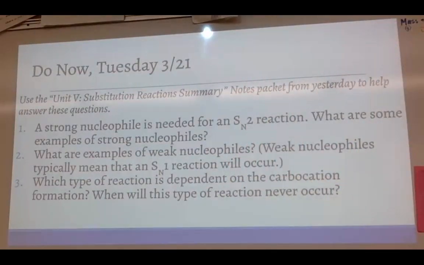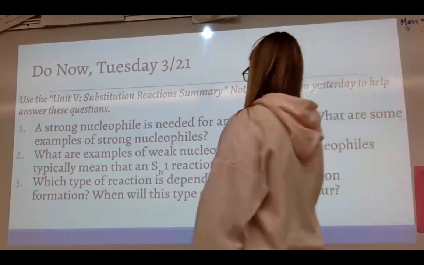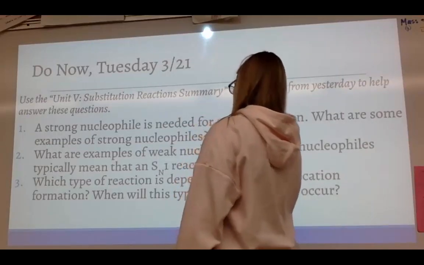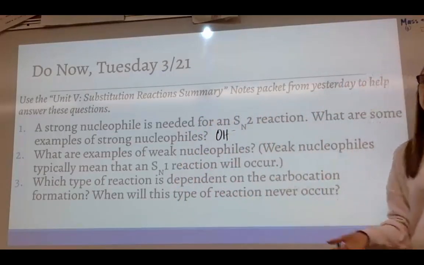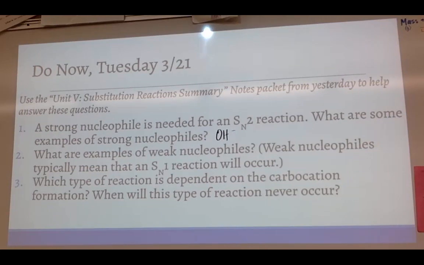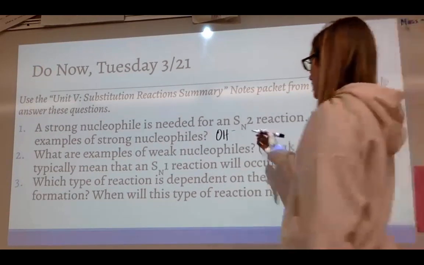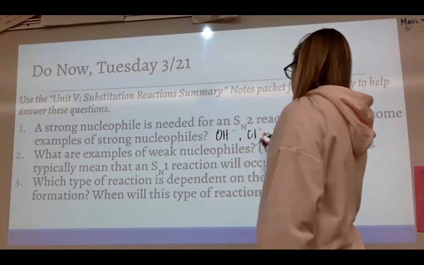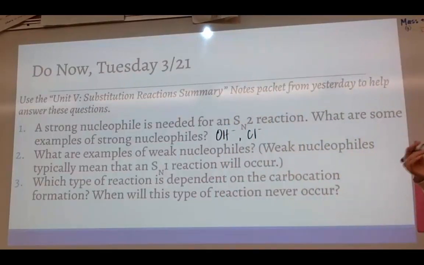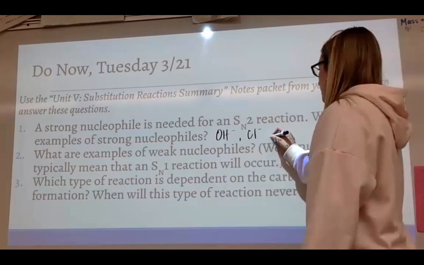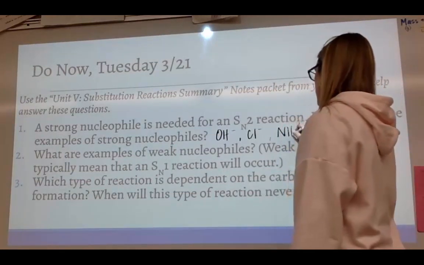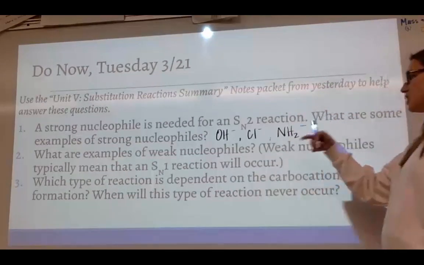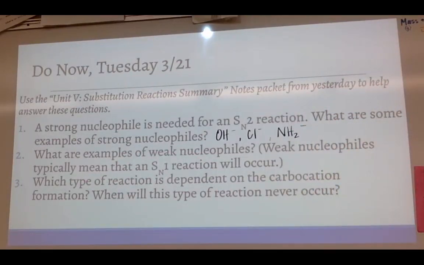Some common ones that we will probably see, hydroxide. Right, you would see it as sodium hydroxide, but hydroxide is a strong nucleophile. Could be a halide. So halide is just a halogen as an anion. Maybe something like NH2 minus. Notice each one of these have a negative charge. So a strong nucleophile is an anion.